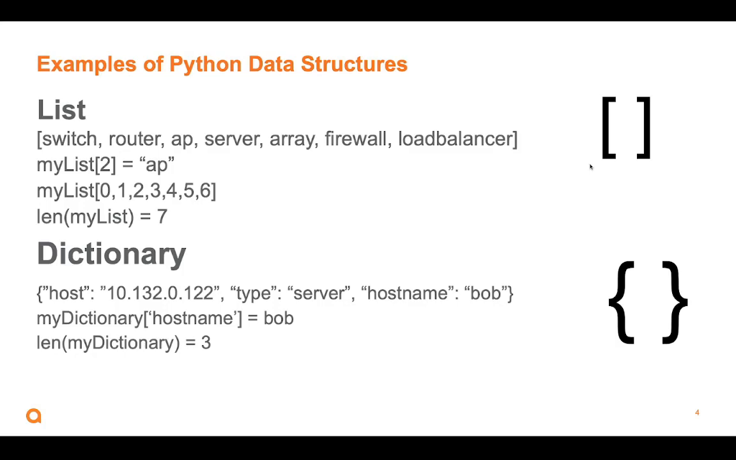Now, dictionaries are key value pairs. They're just a bunch of key value pairs from curly brace to curly brace. And if we want to know the value of a very specific key, we can go to my dictionary hostname and discover the value is Bob.